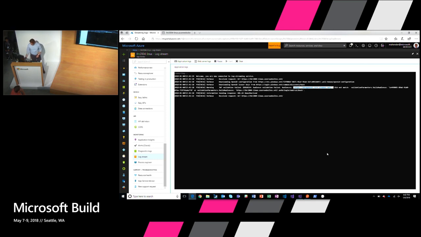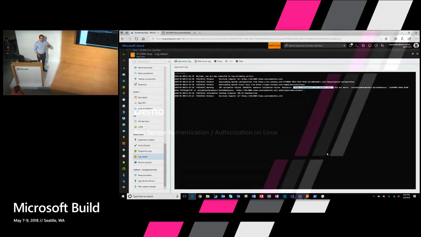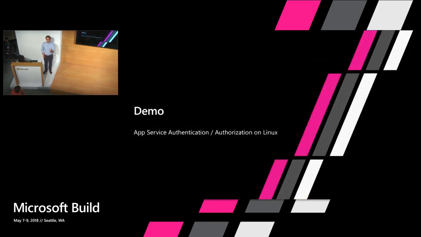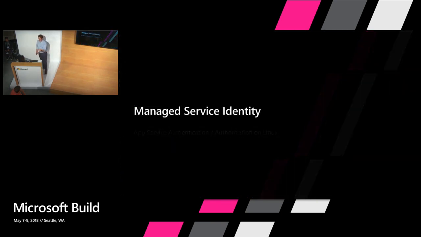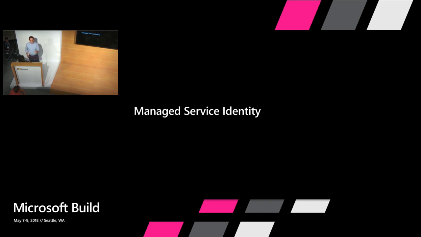I want to jump back really quickly and start talking about what happens when I want to have my app have an identity. To do that, we'll talk about managed service identity. Managed service identity is a new preview feature in Azure. Again, it applies both to app service and functions. I will make the distinction, though, it is not available on app service on Linux yet, so it's only on the Windows offerings. We'll be going through a functions example.